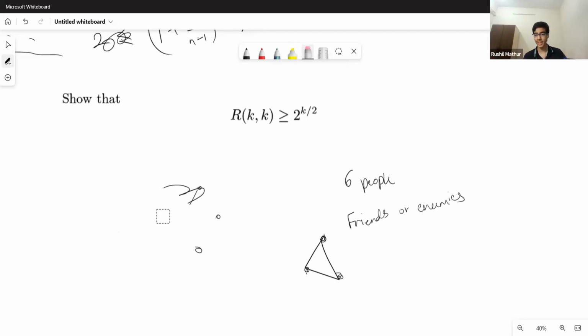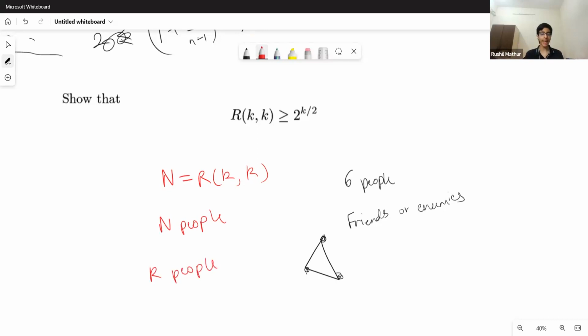Basically, this is kind of a generalization of this question. Now, what you do is you have R(k,k) numbers. Don't worry about the notation. Let's just say n is R(k,k). So you have n people, and each pair of them is either friends or enemies. And you want to find k people so that each pair within those k are all friends or each pair within those are all enemies.